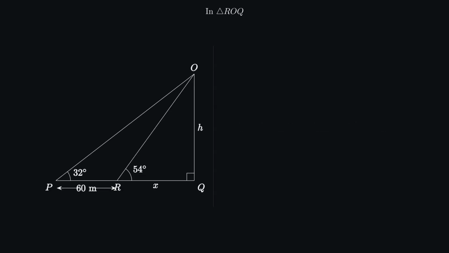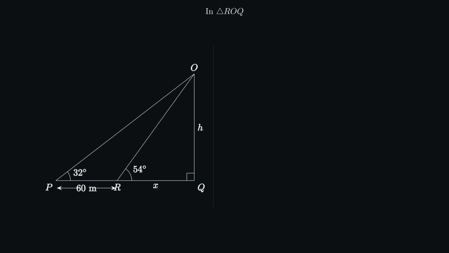From triangle ROQ, the angle at R is 54 degrees. The opposite side is the height h, and the adjacent side is the shorter shadow x. So we use tangent because tangent is opposite over adjacent. To make h the subject, multiply both sides by x. So, h equals x tan 54 degrees. We call this equation 1.